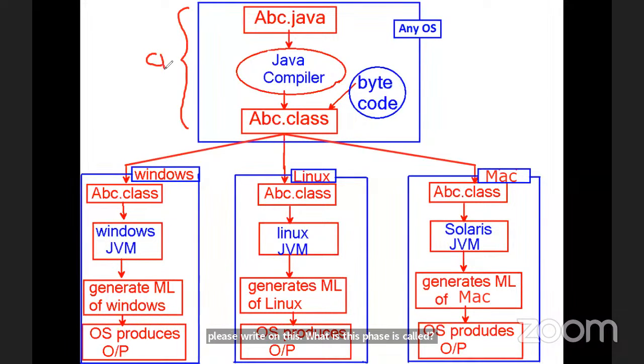CP. CP stands for compilation phase. If you want, you can write it fully. Compilation phase, CP. What do we call this phase? EP. EP means execution phase. Phase, P-H-A-S-E, phase. Okay. Done?